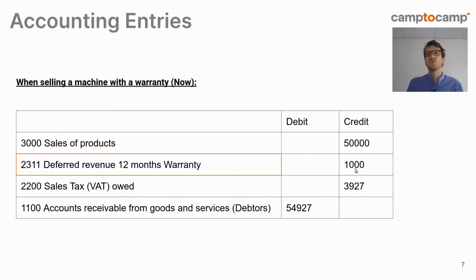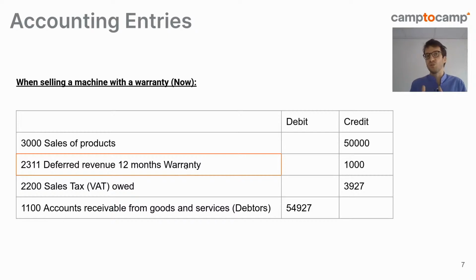So now if you use the deferred revenue models, the difference is that we post the revenue for the warranty in a balance sheet account 2311. This one was created just for this purpose. So we have the revenue in the balance sheet.